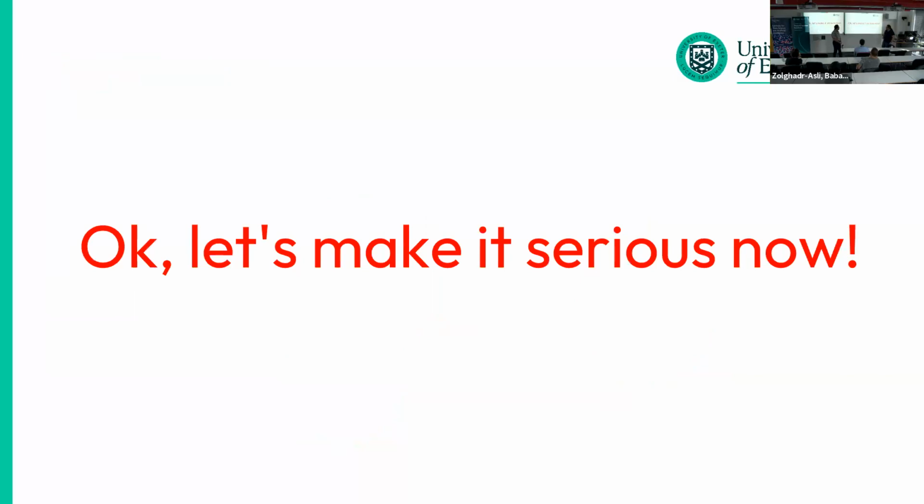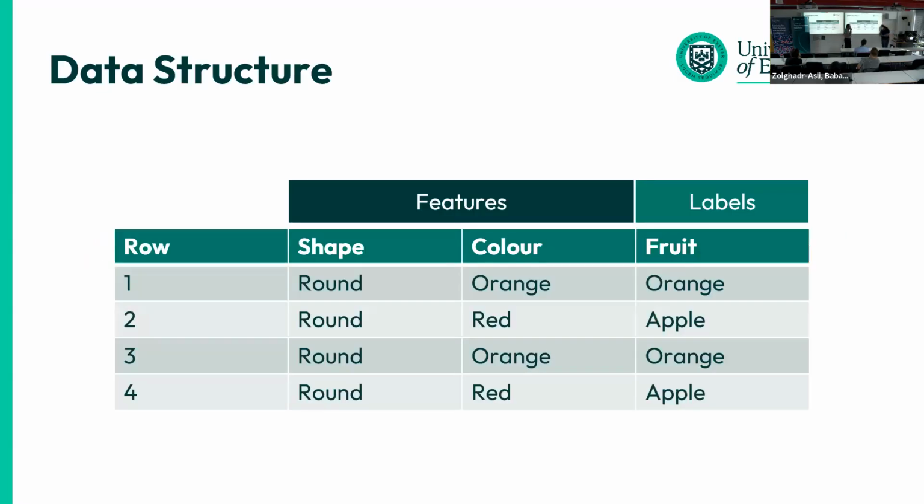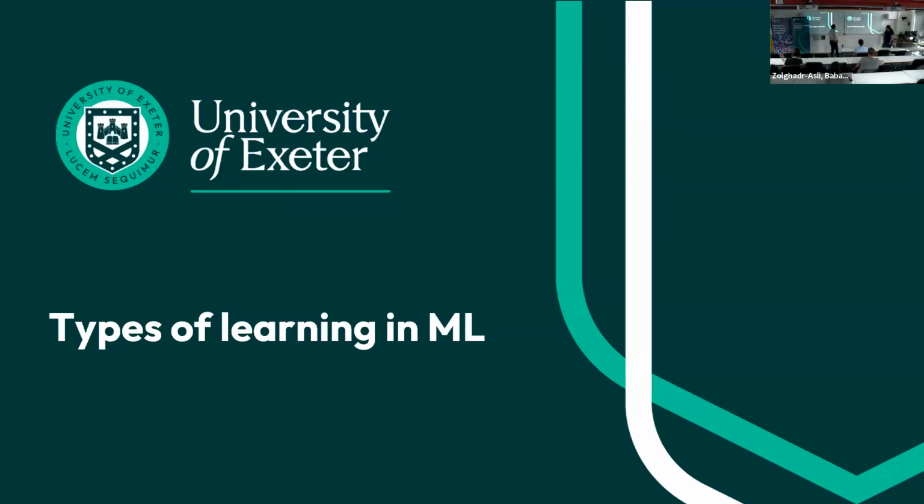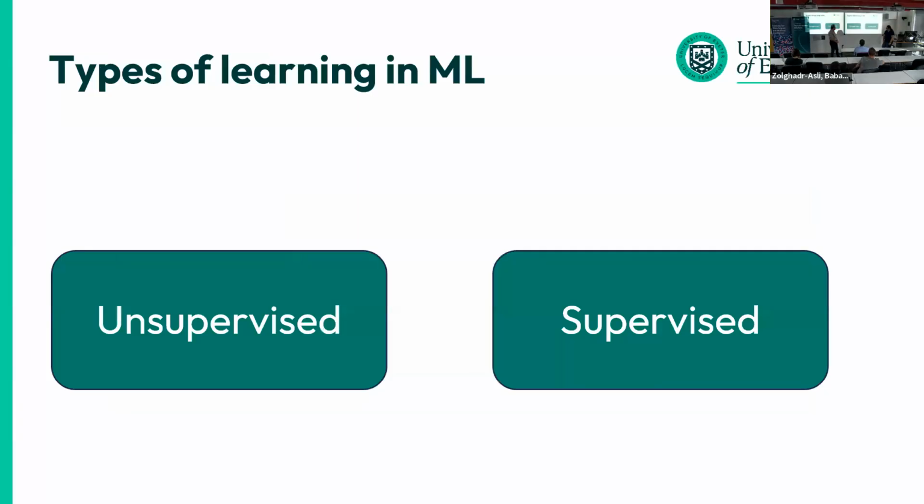And now, Ramiz, let's make it serious. If you have data like fruits, apples and oranges, every data point has features like shape and color of fruits, and also some sort of labels, which means whether it is an orange or an apple. This is the structure of the data that we have. We have to predict the label through the features. Exactly. So let's come to the types of learning in machine learning, which is something we have to discuss.